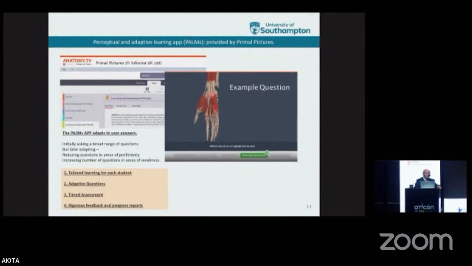Now, there is a very interesting software that has come up in anatomy called Primal Pictures. I'm sure some of you have seen it. It's an excellent resource material, and we use the PALMS application, that is the perceptual and adaptive learning methods provided by these pictures. Students have to spot the exam questions, identify the key, and later on practice it. I don't have time to go through how the students get these questions right.